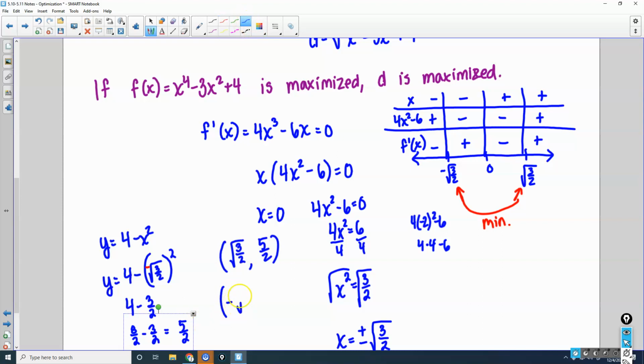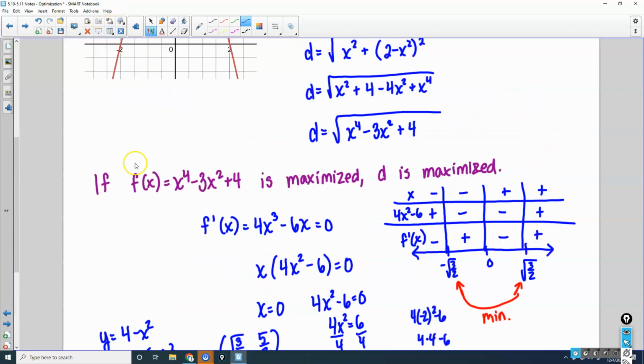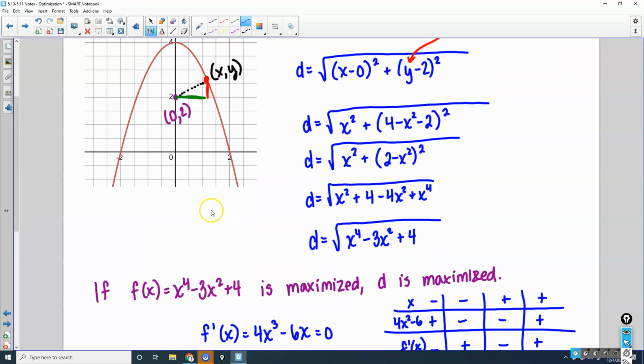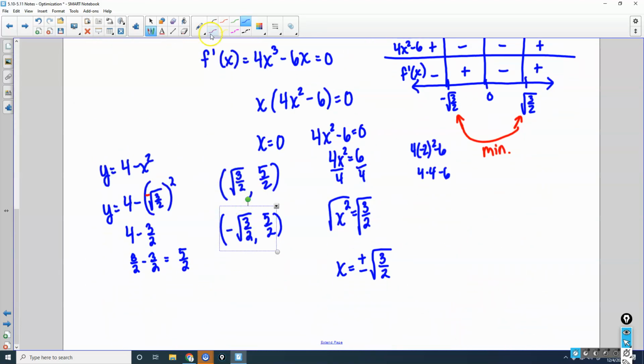It'll be negative square root of 3 over 2 and 5 halves, which should make sense if you think about what it will look like on the graph, because your 2 points that are going to be closest are going to be at the same y value. They're going to be the same y value, different x values for that. So these two right here will be our answer.